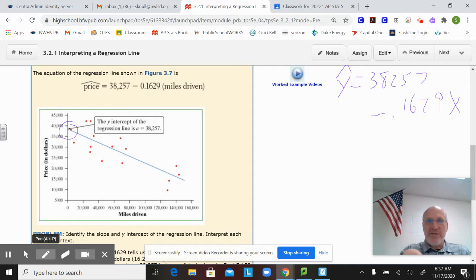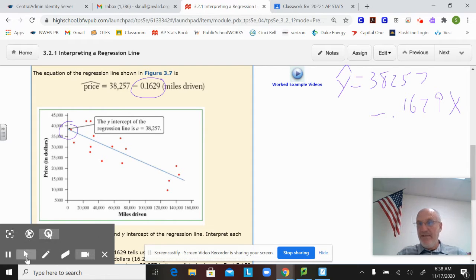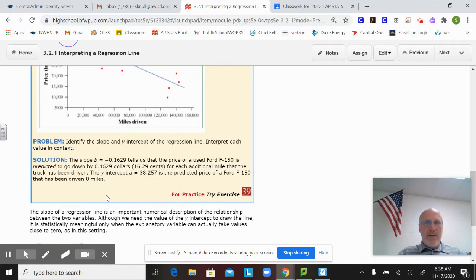And the slope, which is this negative 0.1629, now that's negative. So again, that's the change in y as x increases by 1. So in this case, as x goes up by 1 mile, for every additional mile you drive, the price goes down by $0.1629. So let's see, which is what, like 16 cents, I think? I don't know. Let's see what it says here.